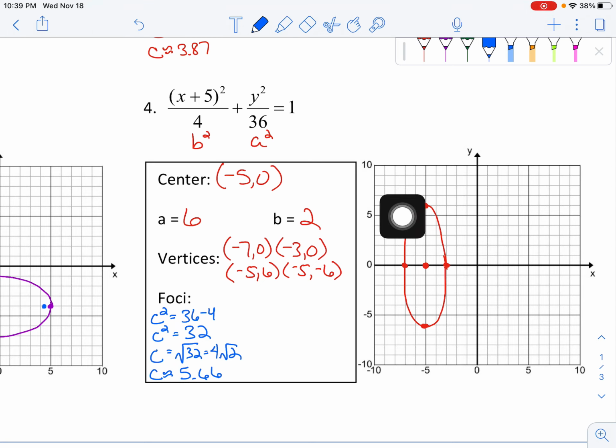5.66. All right. So on my major axis here, which is the vertical one, I'm going to count from the center 5.66 up and 5.66 down, which puts me almost at those 2 vertices there, but not quite. So on the x values, I did not change from -5, but the y values, I took 0 plus 4 root 2, and I took 0 minus 4 root 2.